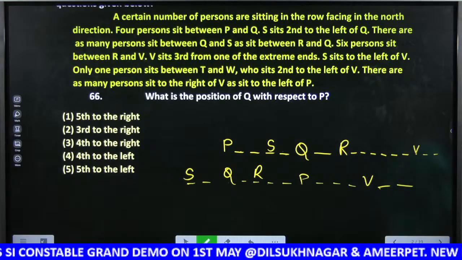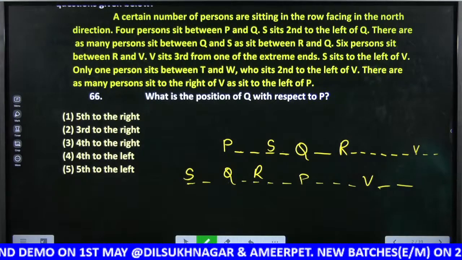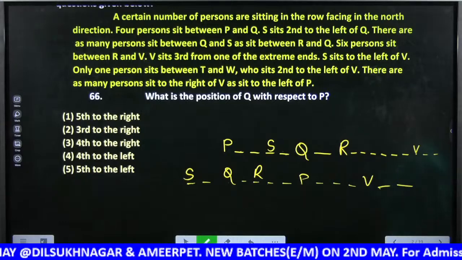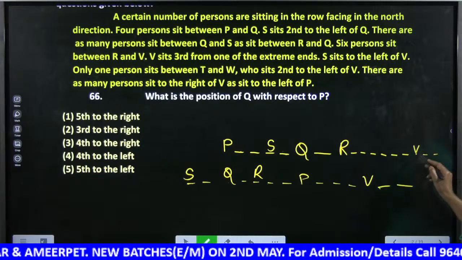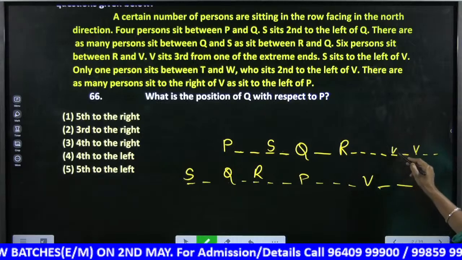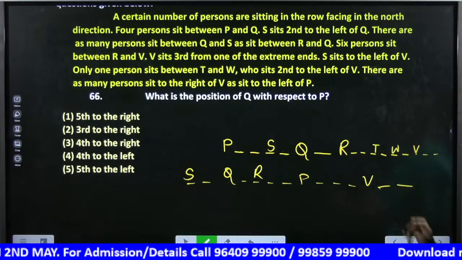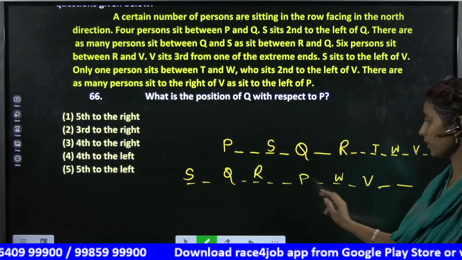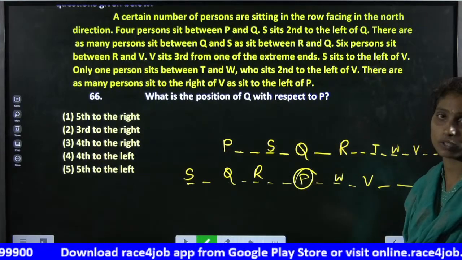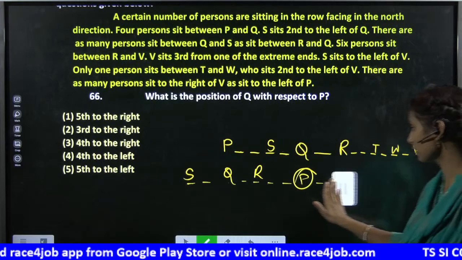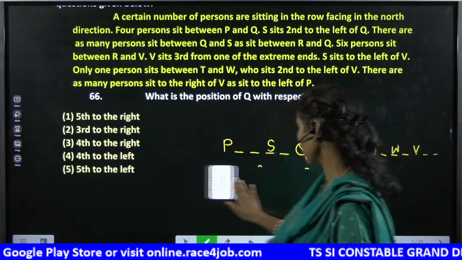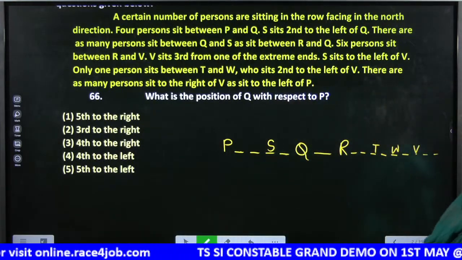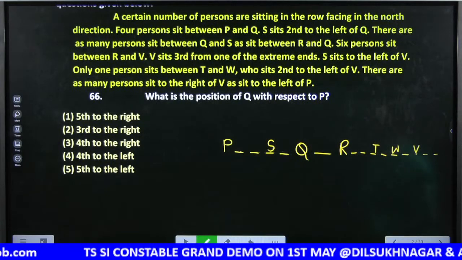Next, only one person sits between T and W. Who sits second to the left of V? V is the second left. First left, second left. Here it is W. In between V and W and T, we should have one person. V, 1, 2, W. Already P is placed. We cannot replace the person. That is why this one is eliminated.